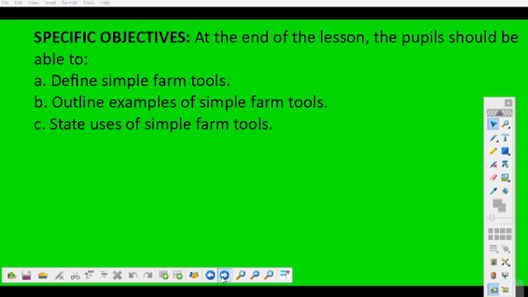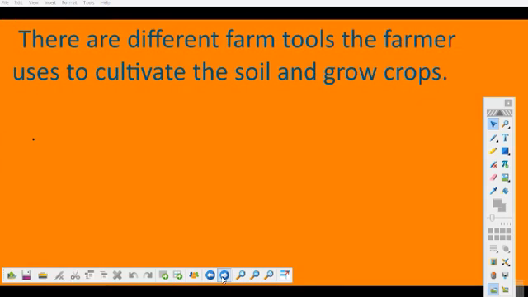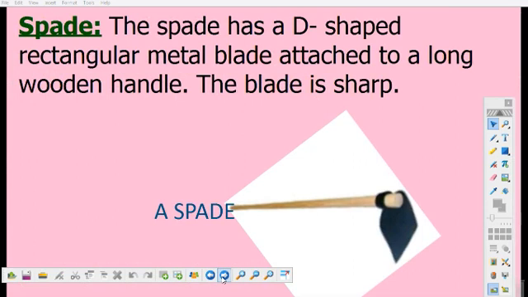We're looking at the meaning of simple farm tools. There are different types of farm tools that the farmer uses to cultivate the soil and grow crops. Let's look at them one after the other. The first one is spade.